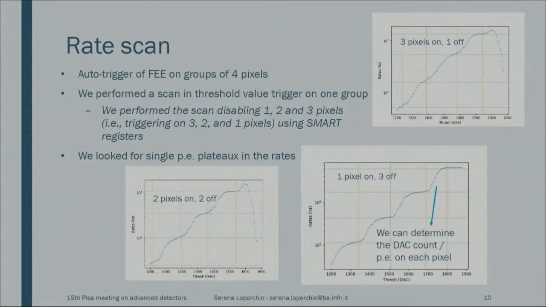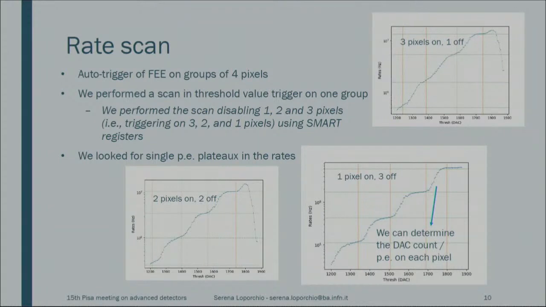We also tested the trigger capability of the module, because the module can generate its own trigger by using a trigger group of 4 neighboring pixels. So in each trigger pixel, we have 4 silicon photomultipliers. And by using the SMART registers, we can disable or enable some of them.